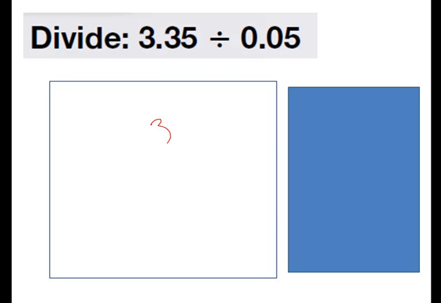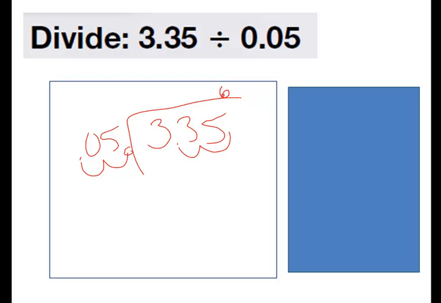Divide 3.35 by 0.05. As we all know, the first thing we have to do is take our decimal and move it over here, and then move this one here the same amount of times. Twice. We're going to bring our decimal up here. So 5 goes into 3 0 times, 5 goes into 33 6 times. I want to stay lined up so everything stays clear. Bring down my 5. 5 goes into 35 7 times. 7 times 5 is 35. We're done. So the answer is 67.